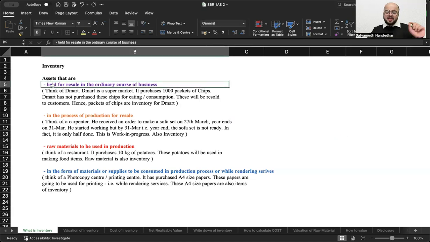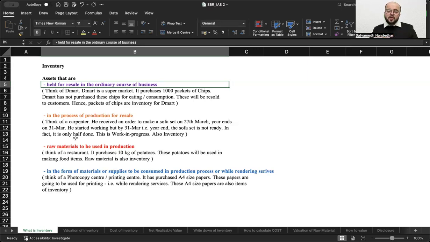If I were to talk of assets held for resale in the ordinary course of business, think of a store like DMart. What is DMart? DMart is a supermarket. What DMart does is it purchases all these consumer goods like chips and chocolates and wafers and so many things. So, if DMart purchases 100 packets of chips and it has kept them for the purpose of selling to someone else, DMart is not processing it, it is buying it from someone and selling it to the customer. This is held for resale in the ordinary course of business.